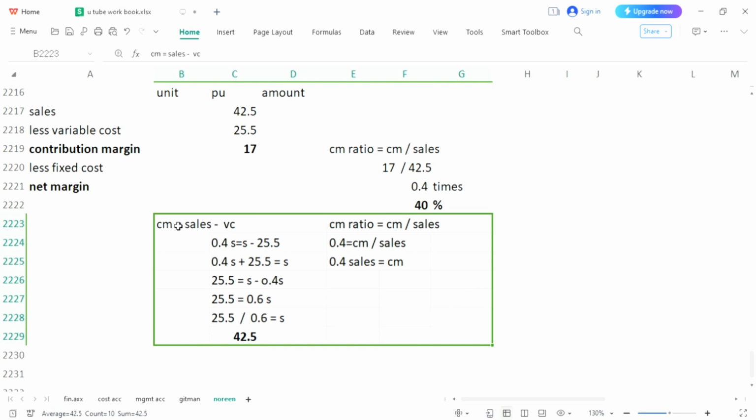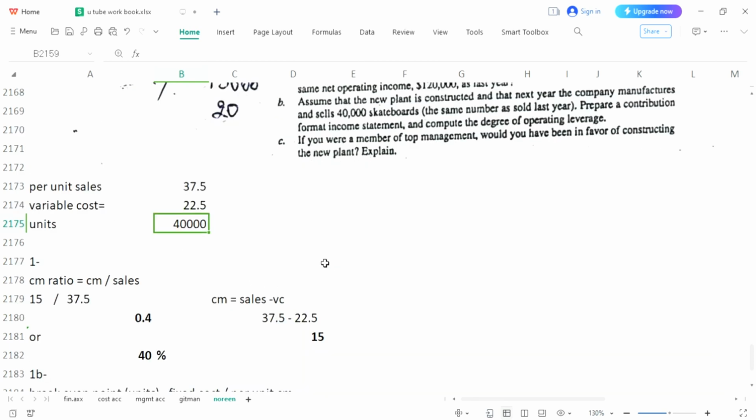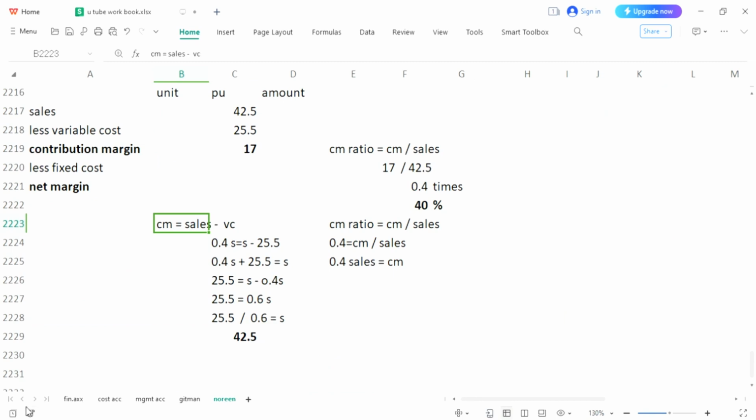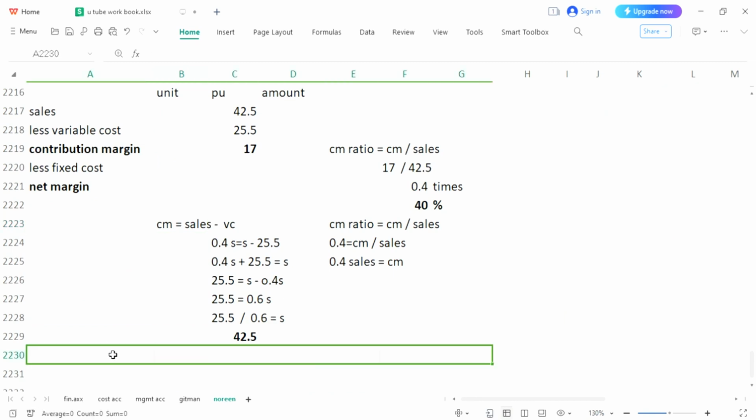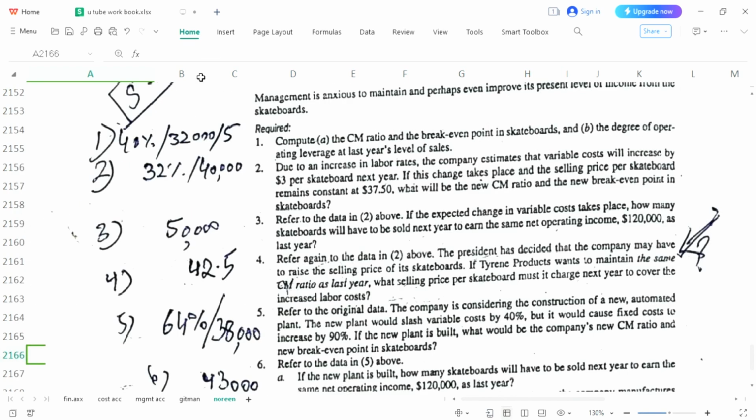This was your part 4, and you have seen the new selling price is 42.5. This is the only one part and we have solved it and checked the answer as well. The 42.5 part has been completed, so we are marking it as done. Okay, after the fourth point we have the fifth point. Refer to the original data.